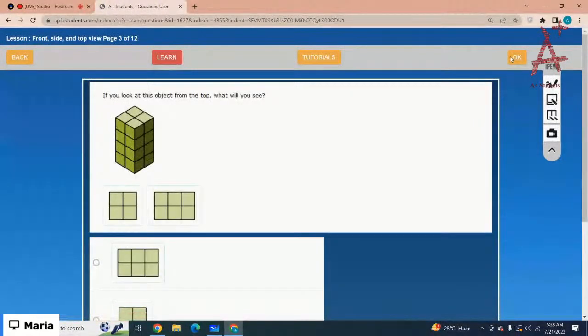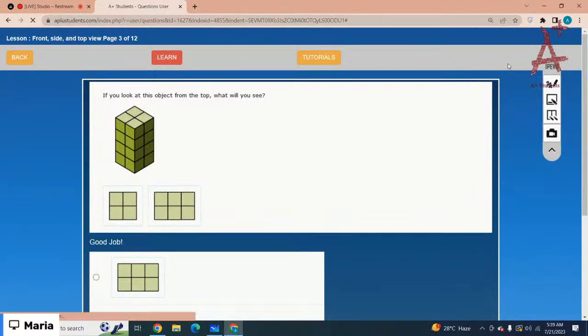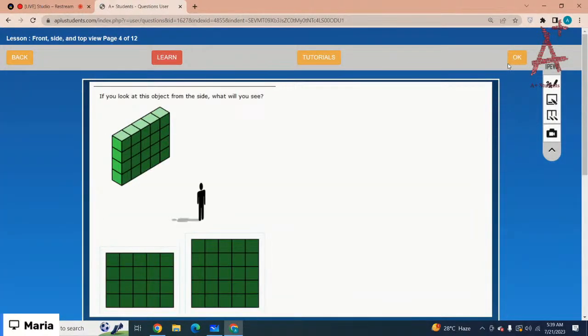If you look at the object from the top, what will you see? Like you see from the top, you can see this one with only 4 tiles. So the second option is the correct one. If you look at this object from the side, what will you see? You can see this side with 4 width and 4 height and 5. So it would be this one.